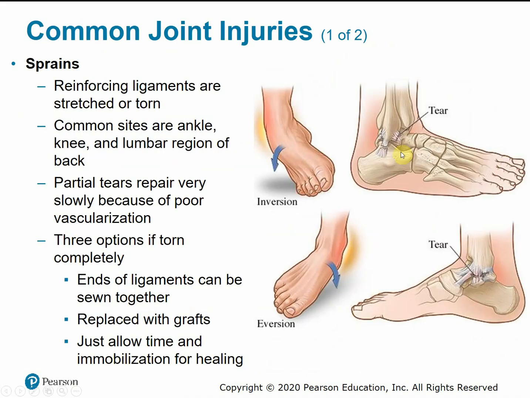Sprains are when those reinforcing ligaments are stretched or torn. So it's common to occur in like the ankle and the knee, in the back. So just like with the cartilage tears, these connective tissue tears and sprains heal very slowly, if at all, because of that poor vascularization. They don't have their own blood supply. So depending on the severity of the sprain, the ligaments can be sewn back together, but more often than not, it's going to have to take time and some immobilization, so stay off of it for a while and let it heal.